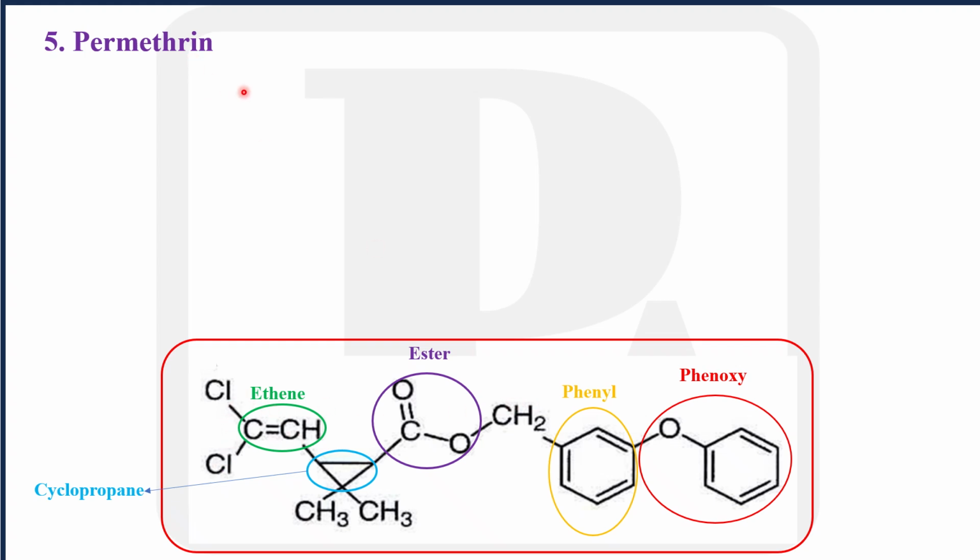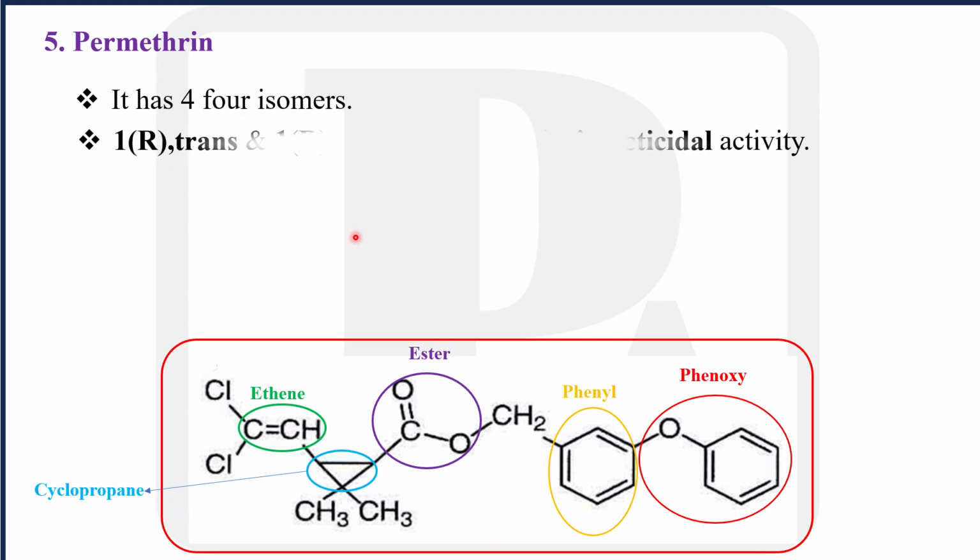And this permethrin is having 4 isomers. 2 trans and 2 cis isomers are there. In that, R trans and R cis isomers are having the insecticidal activity. Actually 2 trans and 2 cis, that is R trans, S trans, R cis, S cis. So 4 forms. In that, R trans and R cis forms are having insecticidal activity.